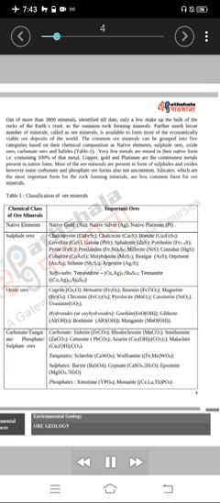Out of more than 3,800 minerals identified to date, only a few make up the bulk of the rocks of the Earth's crust, as the common rock-forming minerals. Further, a much lesser number of minerals, called ore minerals, is available to form most of the economically viable ore deposits of the world. The common ore minerals can be grouped into 5 categories based on their chemical composition as native elements, sulfide ores, oxide ores, carbonate ores and halides, Table 1.